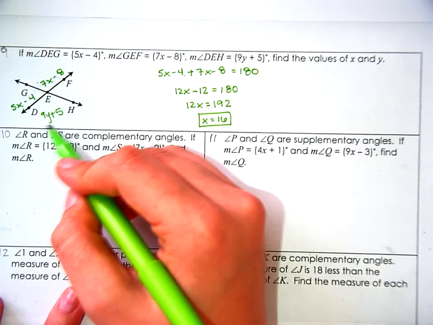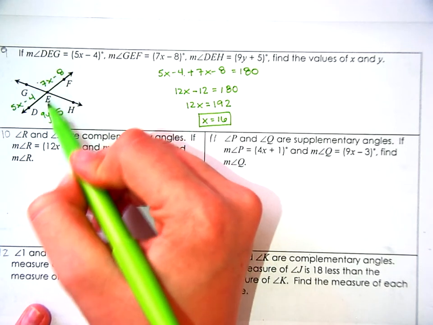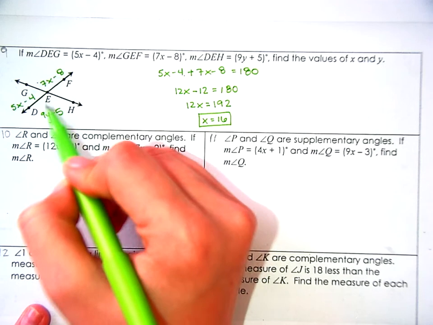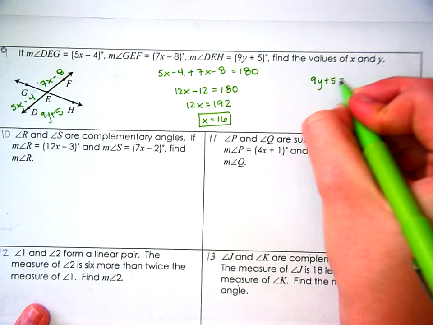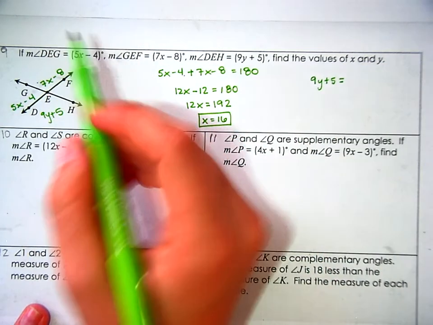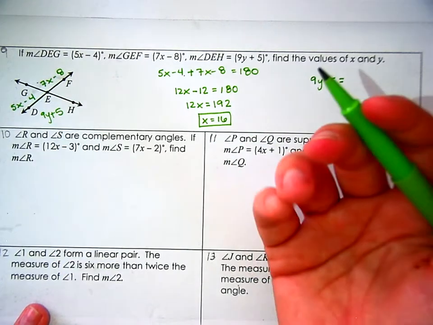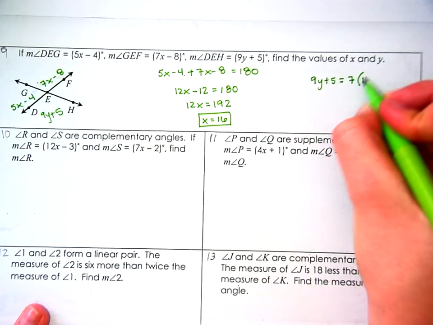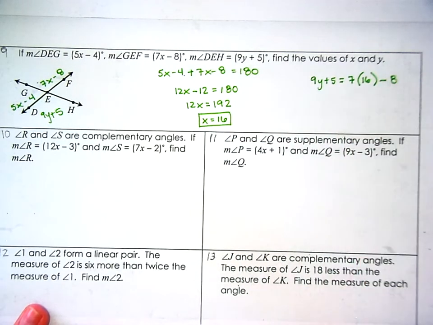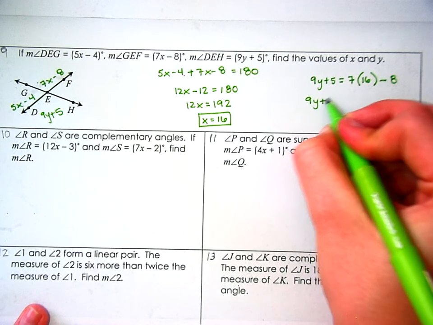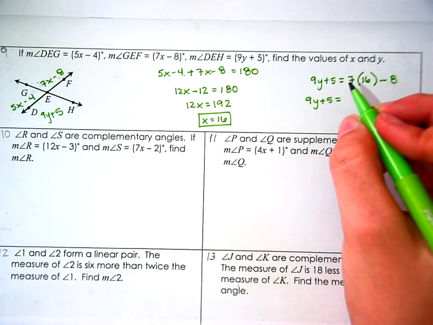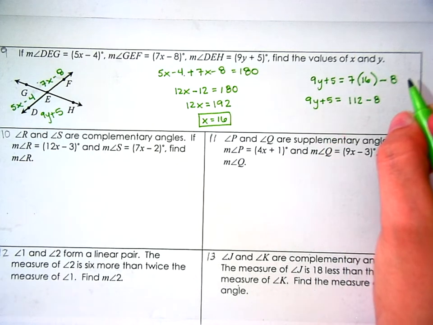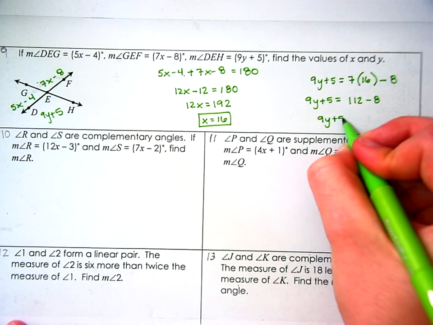Okay, so I've got my first variable. Now we're going to use this to solve for y. Now I'm going to say that these two angles right here are vertical. That means they're equal. So I'm going to set 9y plus 5 equal to this angle. But here's where the trick comes in. I don't want to write x because then I have two variables in one equation. I'm going to actually write what x is. So 7 times, and I know that was 16. Okay, and then I'm going to solve for y. So I've got 9y plus 5 equals 7 times 16 is 112. And then we're going to subtract 8 from that. So I've got 9y plus 5 equals 104.